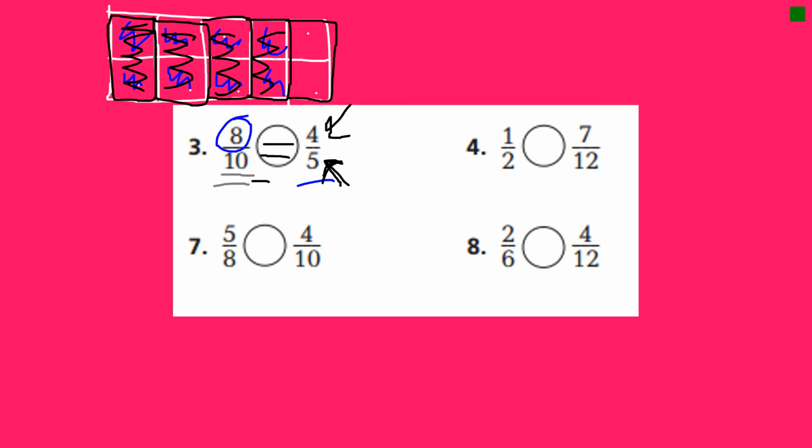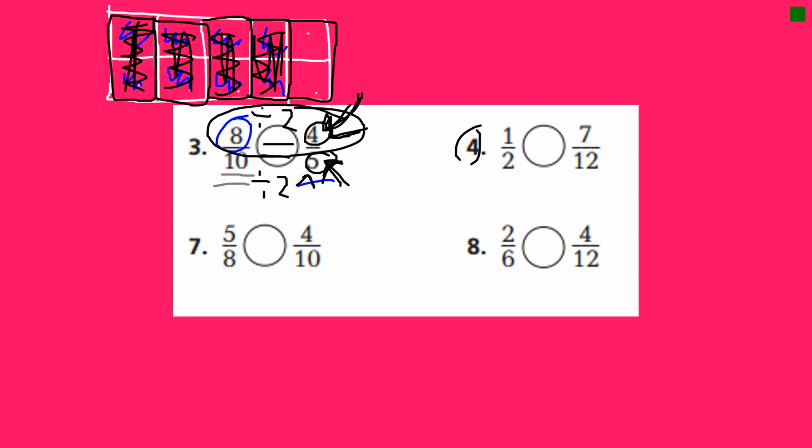So if I divide the number of pieces in the whole by 2 to get 5, and I divide the number of shaded pieces by 2 and get 4, those are equivalent fractions. I divided the number in the whole thing by 2, so then of course the number shaded has to also be divided by 2. Okay? And if that wasn't 4, these would not be equivalent fractions, would they? All right, let's check number 4 now.